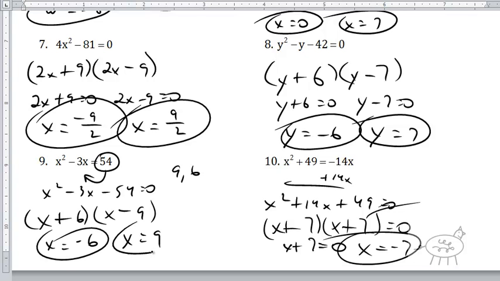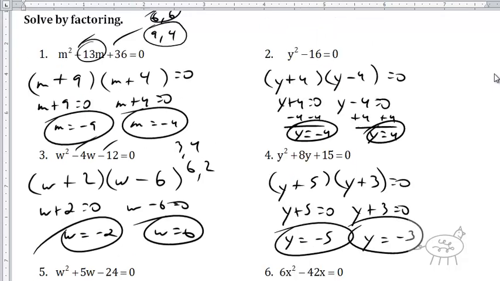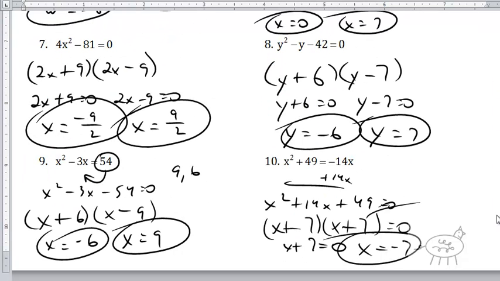Okay? So that's it, math fans. Just a little more practice, and hopefully this kind of helped out. You got 10 problems to work on, and you should do well on the quiz if you knew how to do all these problems. All right?